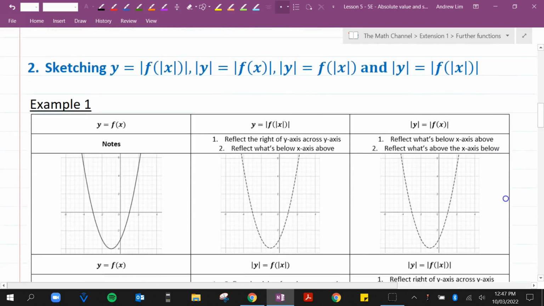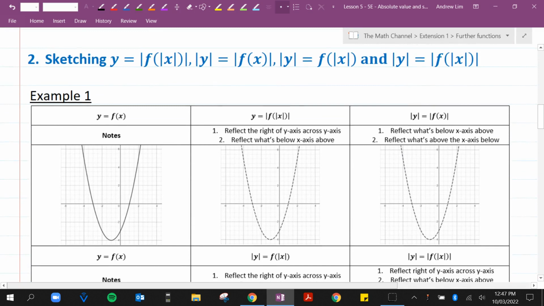Alright, now let's have a look at some combinations. We're going to sketch y equals the absolute value of f of the absolute value of x. The absolute value of y is equal to the absolute value of f of x. The absolute value of y is equal to f of the absolute value of x. And the absolute value of y is equal to the absolute value of f of the absolute value of x. Sounds confusing, but let's have a look at this.